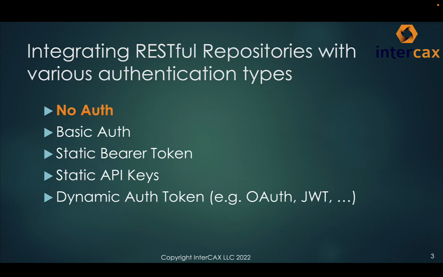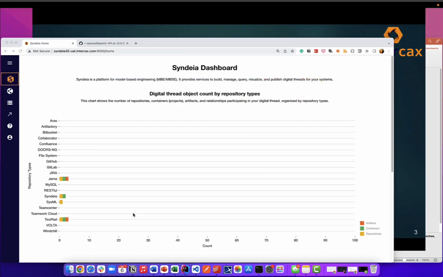With Syndeia Cloud 3.5, you can integrate repositories or data sources in your organization that provide a RESTful API using various authentication types: no authentication, basic authentication, static bearer tokens, static API keys, or dynamic auth tokens, for example using OAuth and JWT. This video will focus on integrating a repository that does not require any authentication. With that, let's move on to the Syndeia web dashboard and get down to the details.